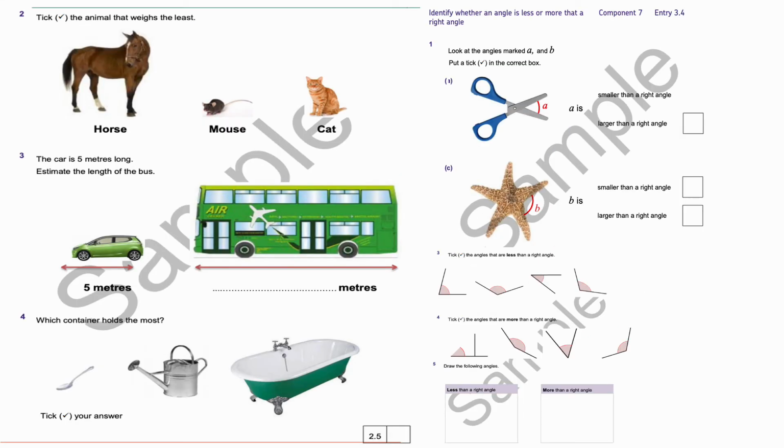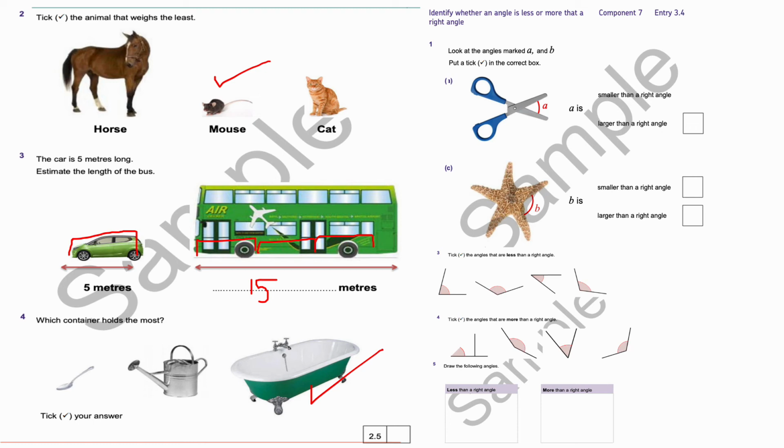Okay, right, question number 2. Tick the animal that weighs the least. Well, the mouse weighs the least. Okay, look at the size of it. The car is 5 meters long. Estimate the length of the bus. So I'd say, let's just draw a rough picture. So I would say 2, 3. Okay, yeah, I would estimate that to be approximately 15 meters. Okay. Which container holds the most? Well, a bathtub here would hold the most.